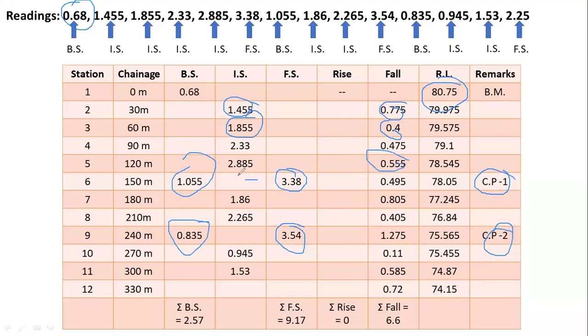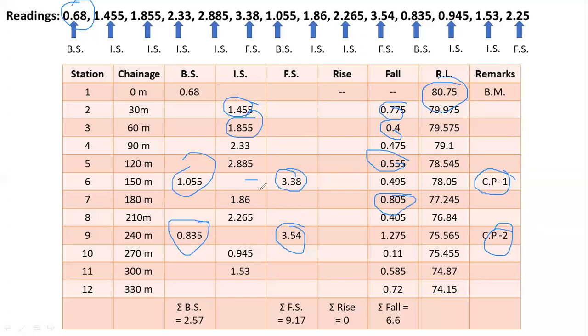The next is IS minus FS, which means 2.885 minus 3.38. So again negative, so we put the reading in the fall column. Next is BS minus IS, right? FS minus BS is not possible. So BS minus IS means 1.055 minus 1.86. So the answer is negative, minus 0.805, so put it in the fall column.